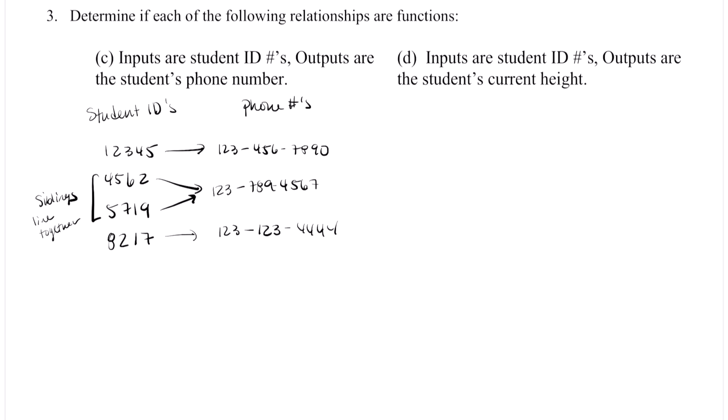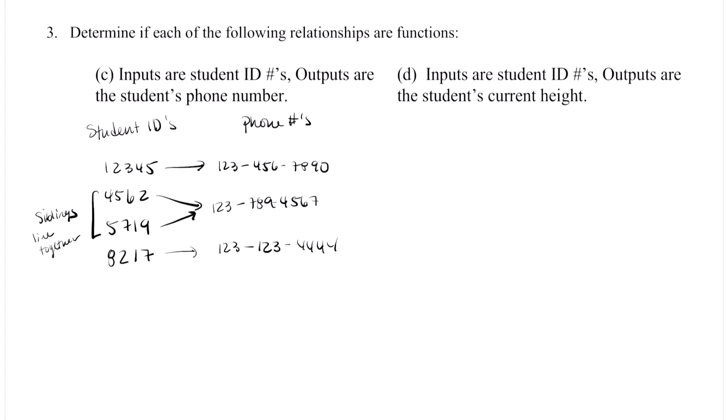So if you notice, this is a function. We can have multiple students converging to the same phone number if they share, say, a phone. Now, of course, this first one is assuming no one has more than one number.